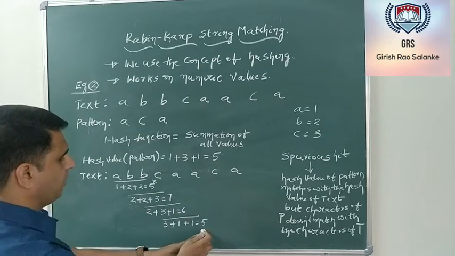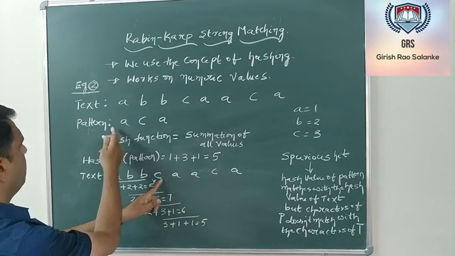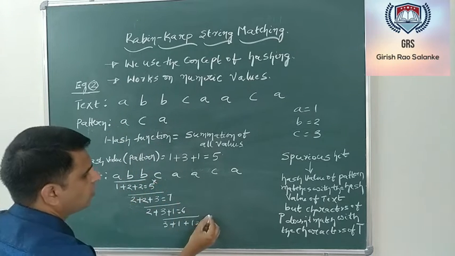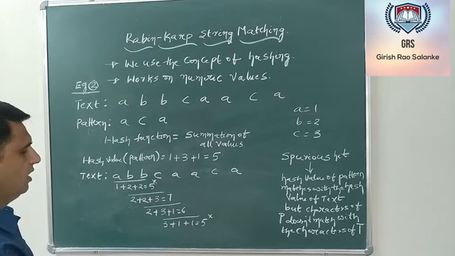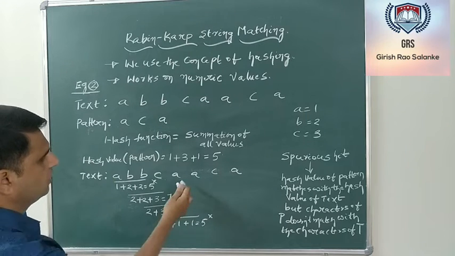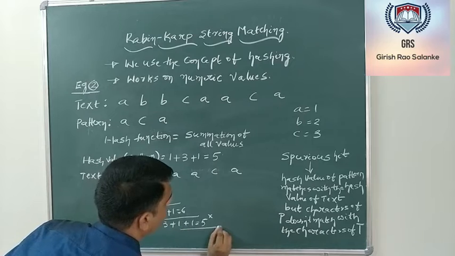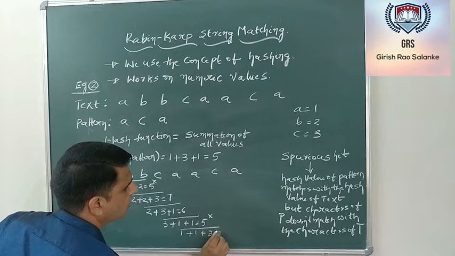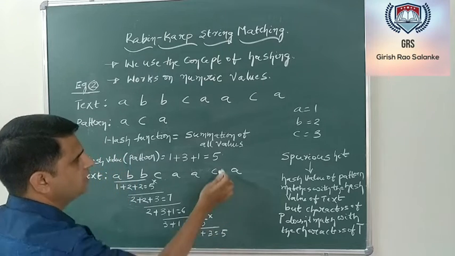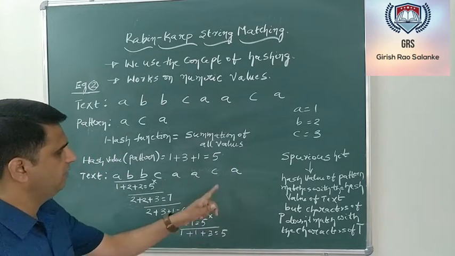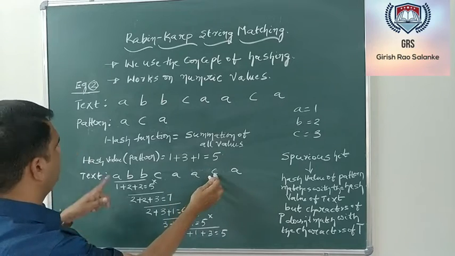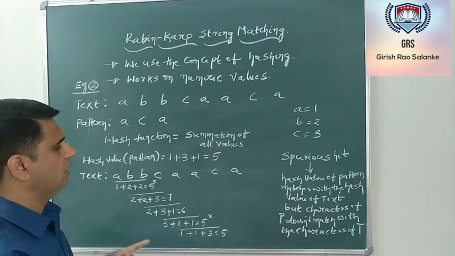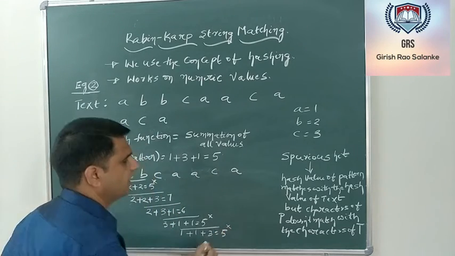Now I'll go for character comparison. This is CAA and my pattern is ACA. Compare A with C. This does not match. So this is also a spurious hit. Next, go for the next three characters, AAC. A is 1, next A is 1, C is 3. So this is 5. Now compare this 5 with this 5. It matches. Whether the characters are the same? This is AAC and this is ACA. If you compare A with A, this matches. Second character, it does not match. So this is also a second spurious hit.